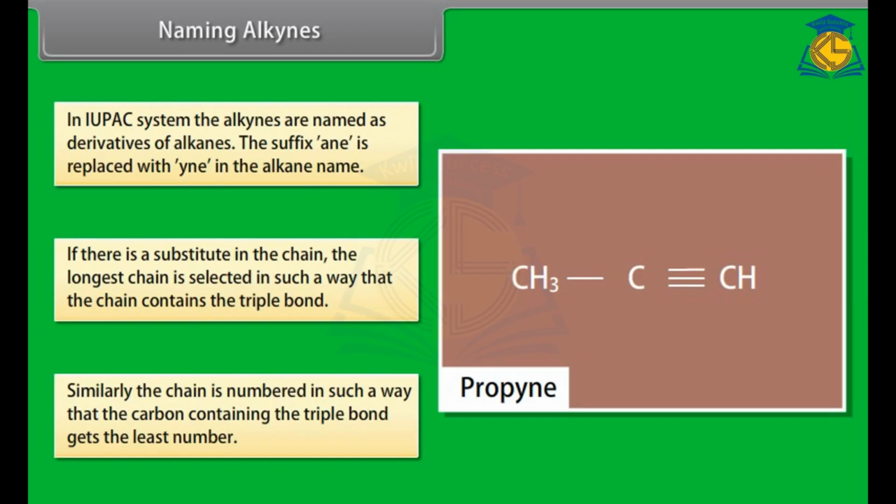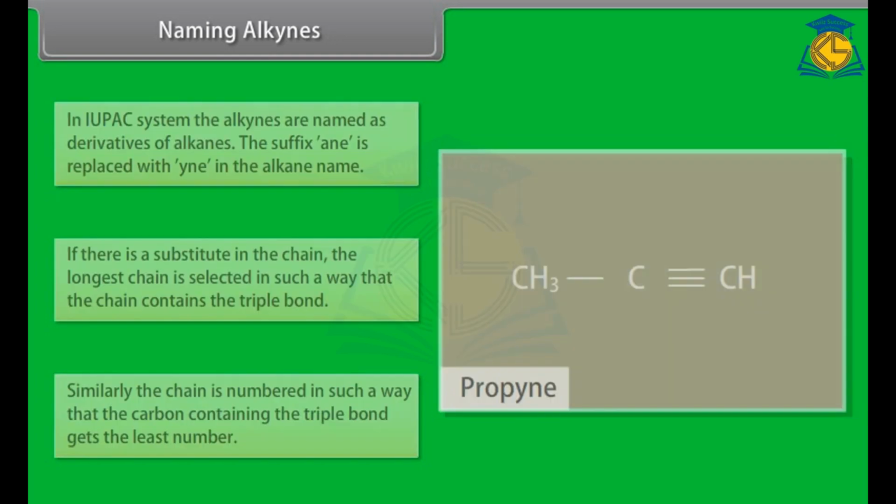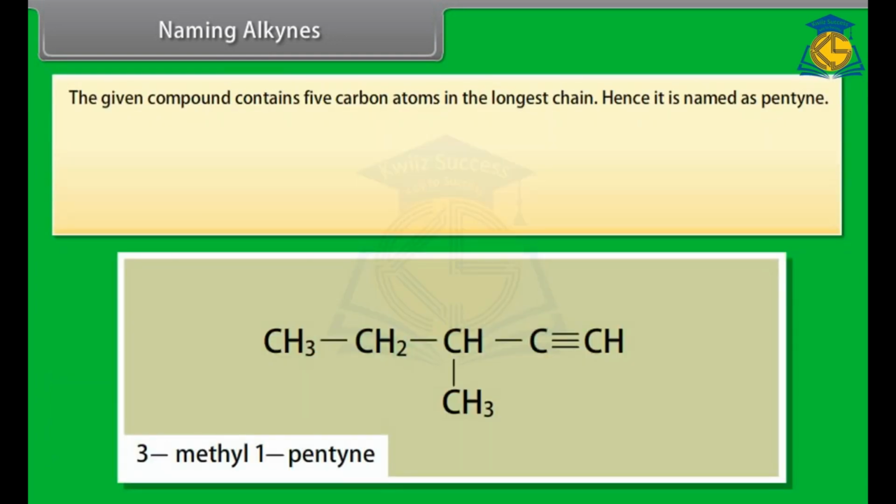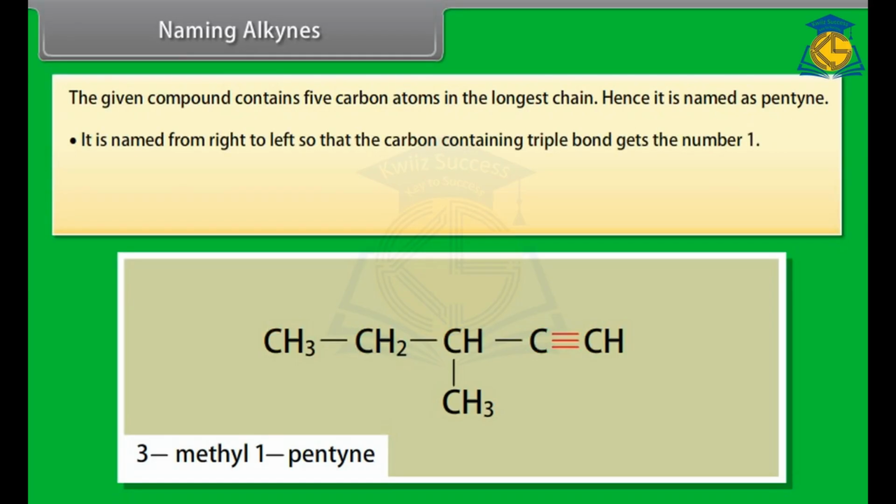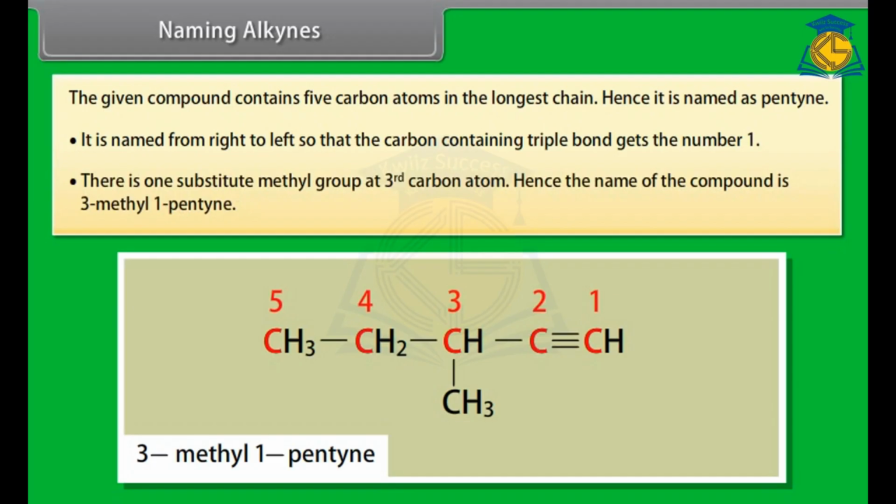Similarly, the chain is numbered in such a way that the carbon containing the triple bond gets the least number. For example, the given compound contains 5 carbon atoms in the longest chain, hence it is named as pentyne. It is numbered from right to left so that the carbon containing the triple bond gets the number 1. There is one substituent, a methyl group at the third carbon atom, hence the name of the compound is 3-methyl-1-pentyne.